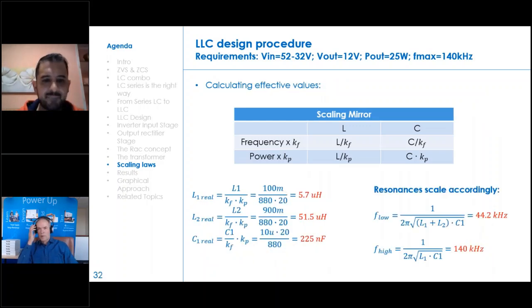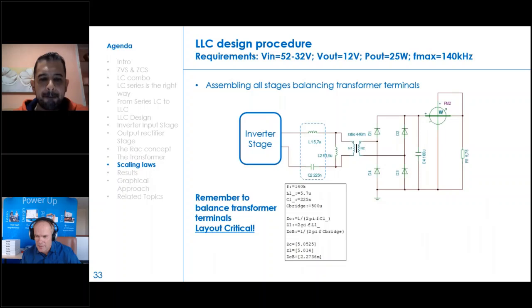Now, let's calculate our real values. You can see they are reported on the left. Inductors always decrease with the power and the frequency, while capacitors increase proportionally to the power and inversely proportionally to the frequency. On the right, you can see that even all resonances scale accordingly. This is a very important note. Before assembling all stages, remember to balance the transformer terminals on the schematic. This point is layout critical and allows you to get a much more symmetrical circuit.